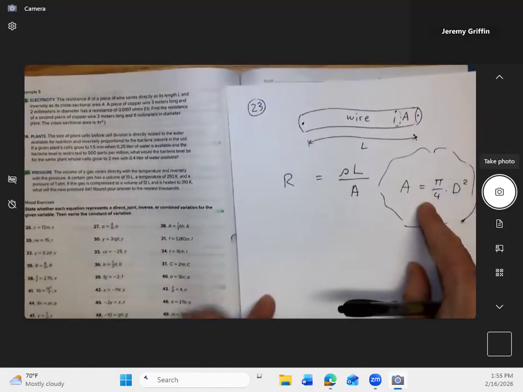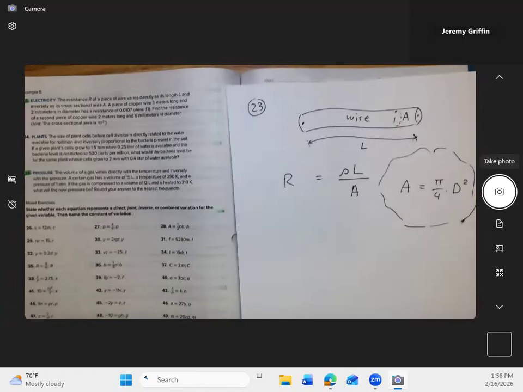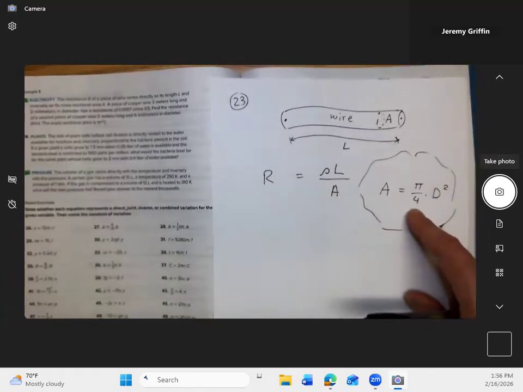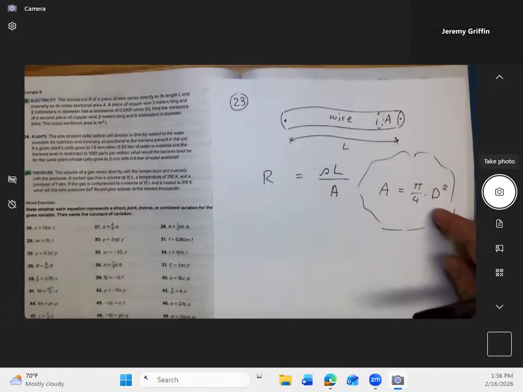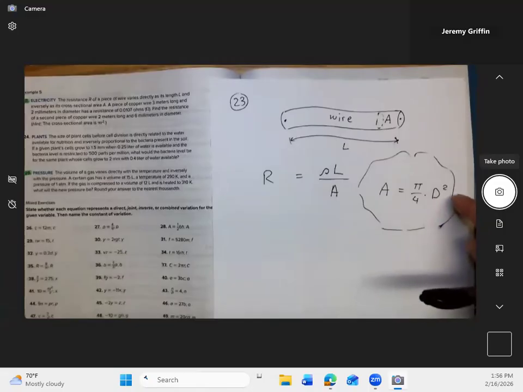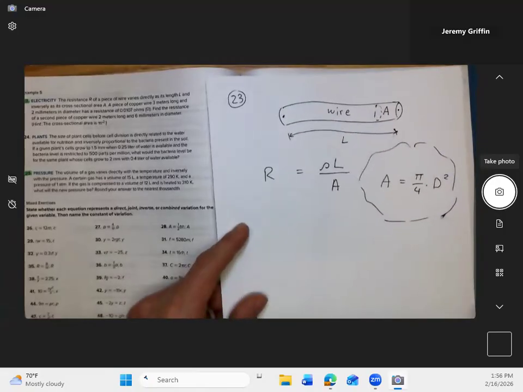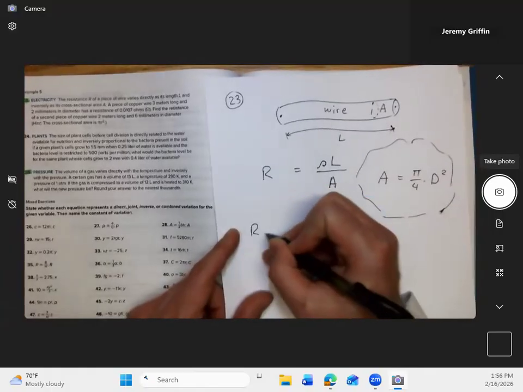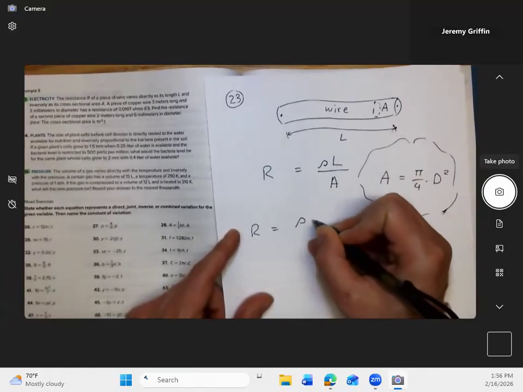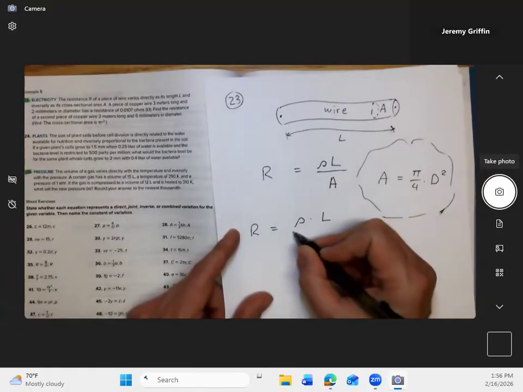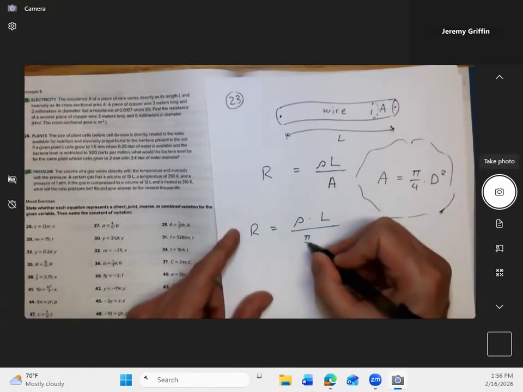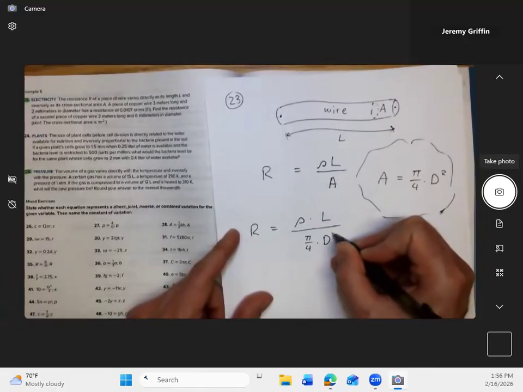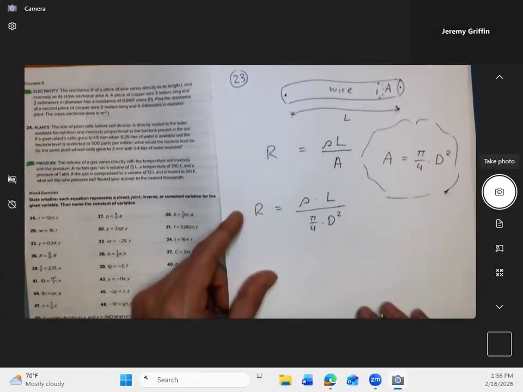And the pi over 4 bit's going to end up canceling by the end. So if you didn't know that or forgot that or accidentally put pi or whatever, it wouldn't actually affect the answer. But it is really important to square the diameter. That's a proportion that you definitely need to get correct. So here, I'm going to plug that into this and come up with a new expression. So we got resistivity times length over pi over 4 times diameter squared down here. That's what we'll be doing.